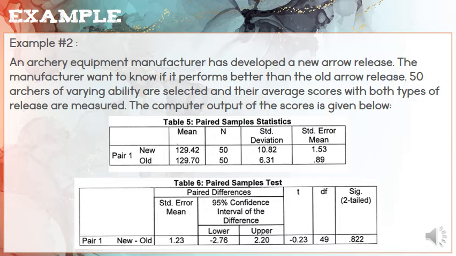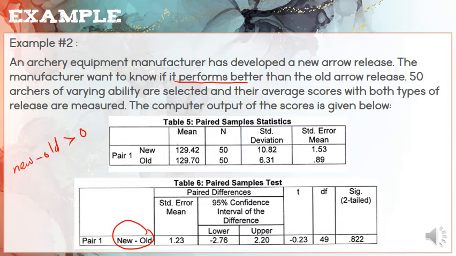So, here we can see that dia bagi you the new archer and the old one. Okay, the new arrow release and the old arrow release. So, dekat sini, dia buat new minus old or old minus new. So, you boleh tengok dekat sini, new minus old. So, kalau dia kata perform better, then new minus old should be lebih baik. Greater than 0. Okay?